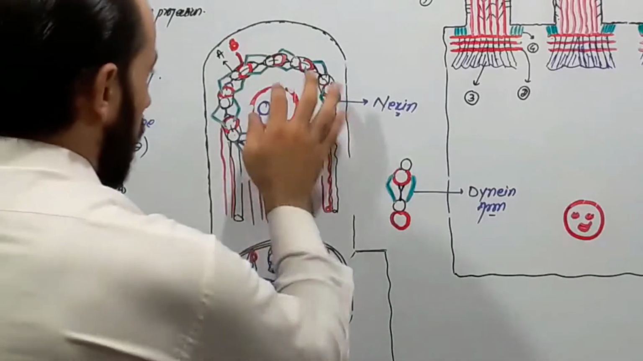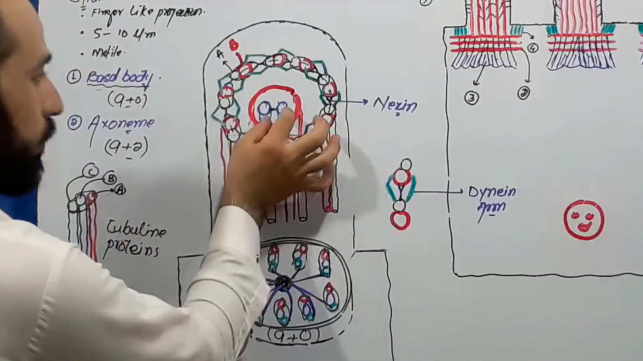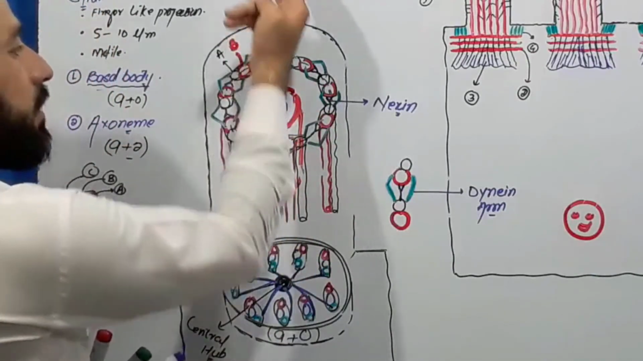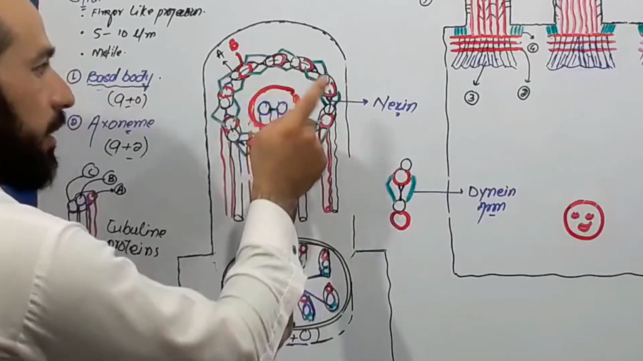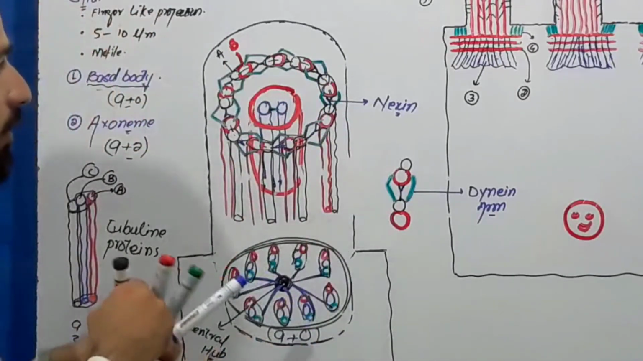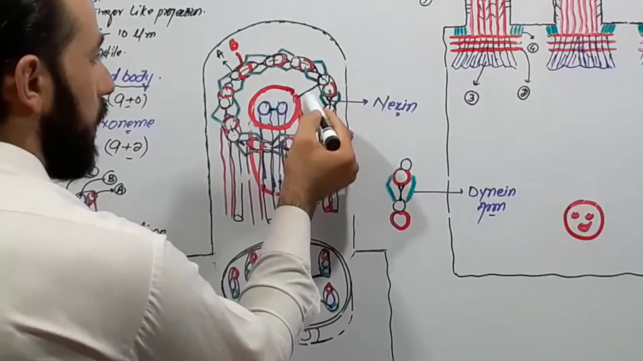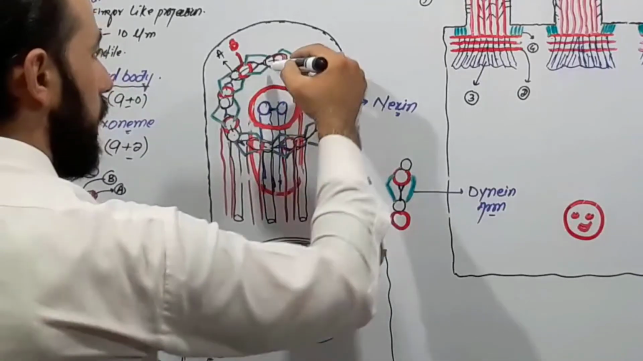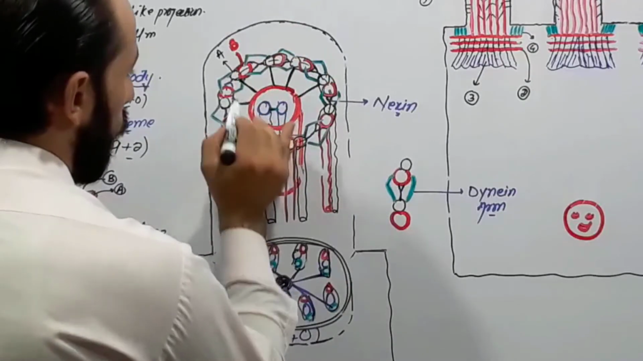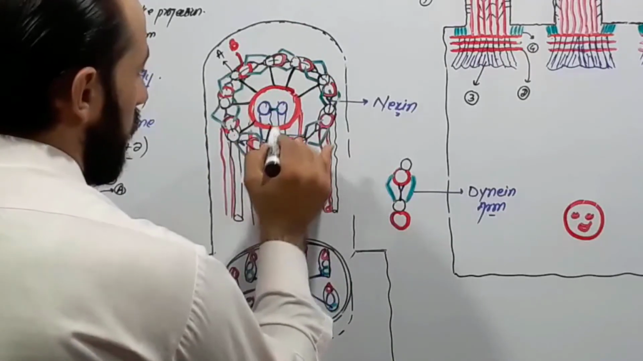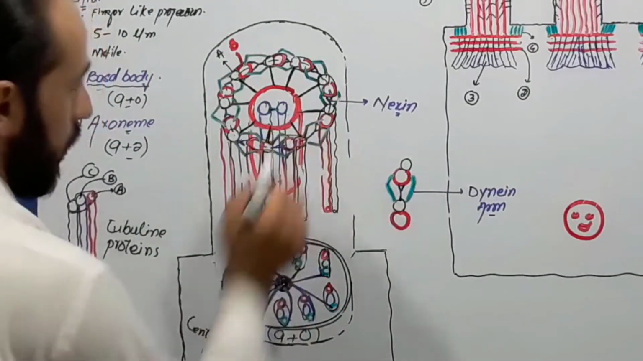Okay, so this is the central sheet. These are the two singlets which come to the center. Around these two singlets, the central sheet is there. And look carefully, the central sheet is connected to these doublets. From the A component there are proteins which come and connect to the central sheet, like this. These are called the radial spokes. These are the radial spokes. Clear? These spokes are there again.